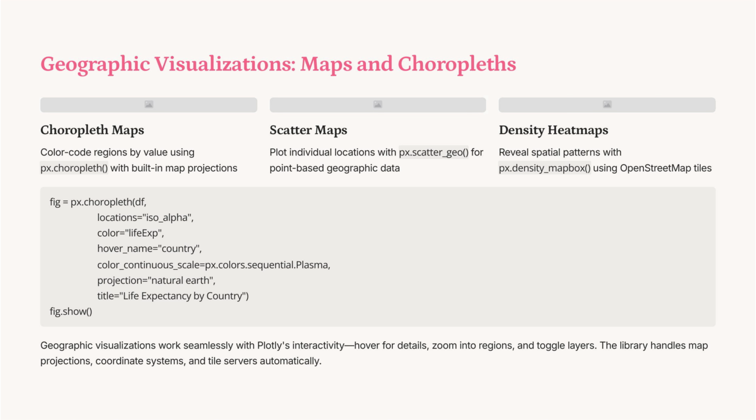For point-based data, px.scatter_geo plots individual locations. Density heat maps with px.density_mapbox highlight spatial patterns. Interactivity allows for detailed exploration, with automatic handling of map projections and coordinate systems.